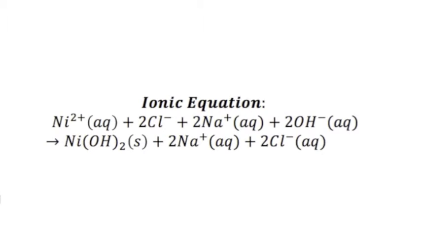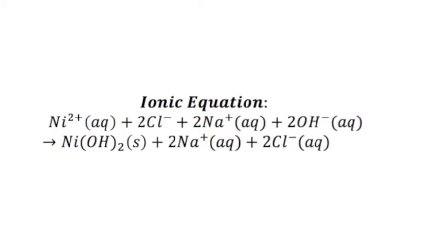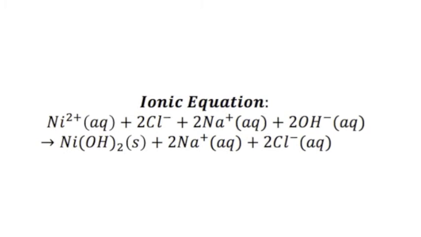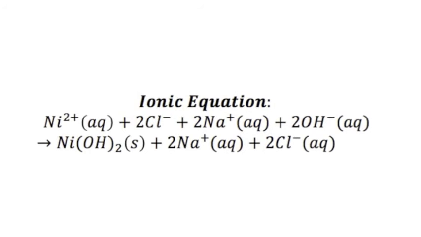This is the total ionic equation showing the electrolytes and aqueous solutions broken up into their separate ions. The precipitate nickel 2 hydroxide in this equation is not broken up.